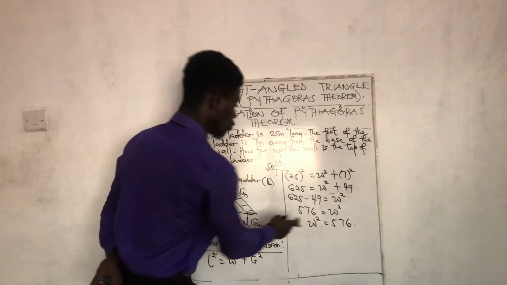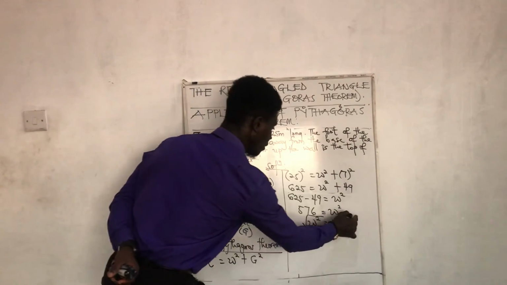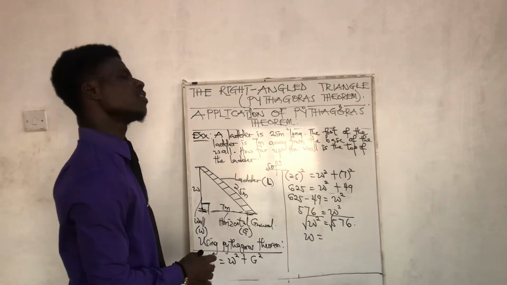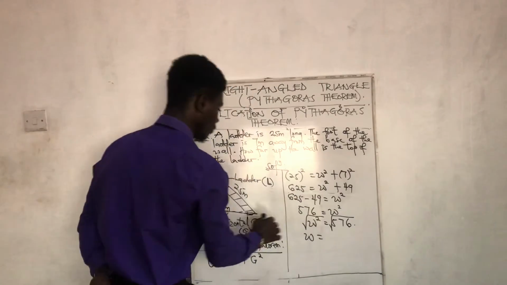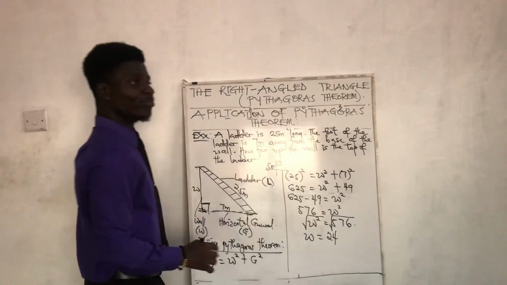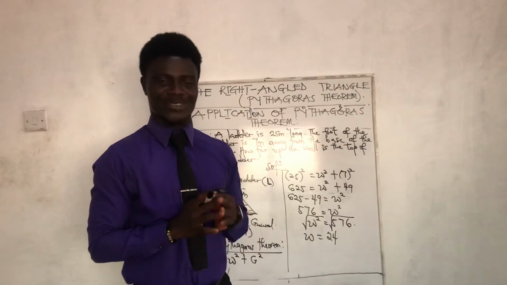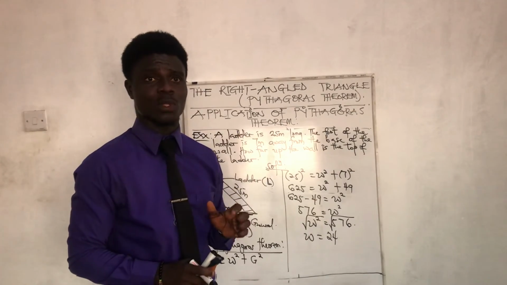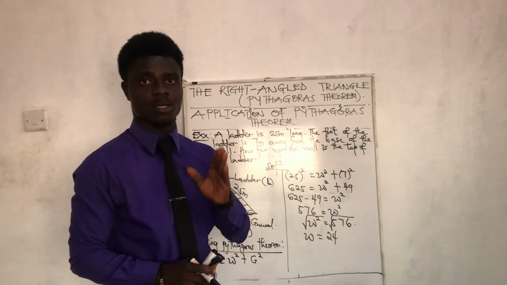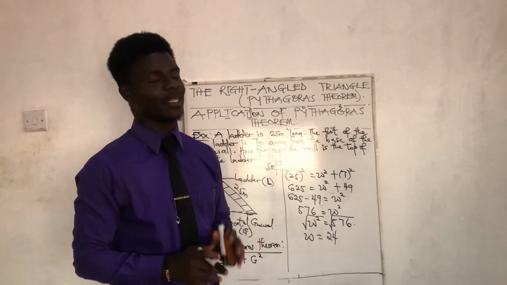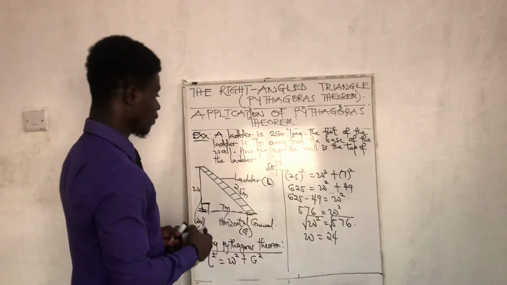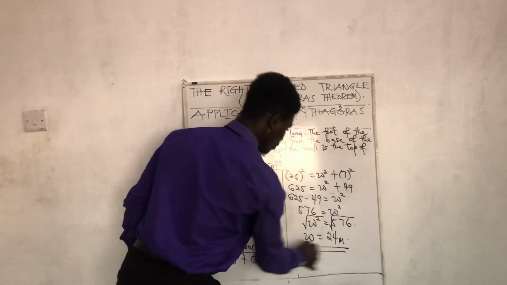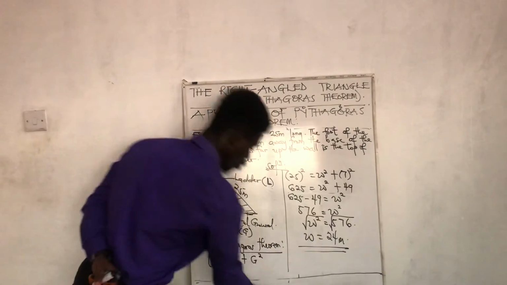So we'll take the square root of both sides to cancel the square. So square root here and square root there. So I have W equals the square root of 576, which gives us 24. So please, I'm pleading with you to learn your square roots, your perfect squares, because 24 times 24 gives us 576. They are very, very important. So now W equals 24 meters.